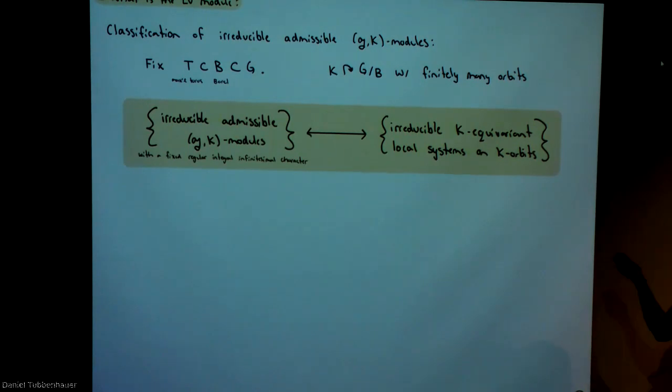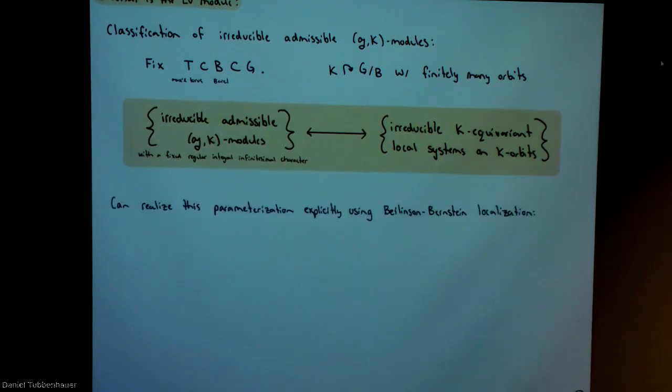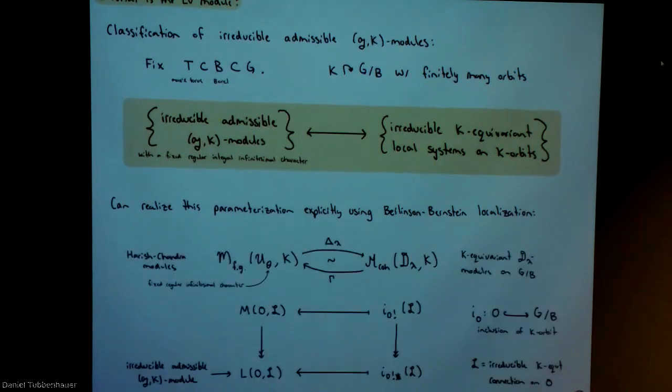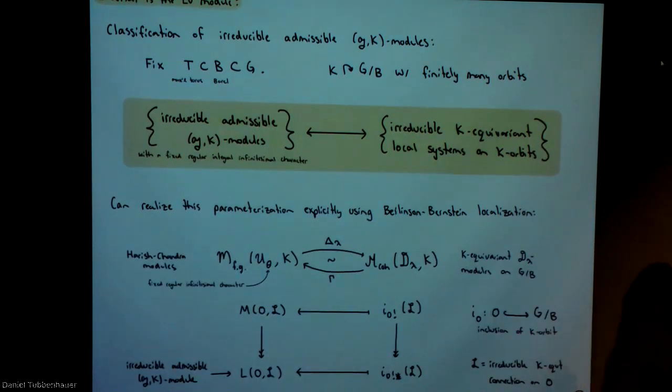So for every orbit, we have a certain number of k-equivariant local systems. For each one of these, we have exactly one irreducible admissible GK module of some fixed infinitesimal character. And so this is a really nice answer to the classification problem. And it's even nicer because it's quite explicit. So not only is it a parameterization, but we can actually construct these representations if we use Beilinson-Bernstein localization and think about D-modules. So this will be the only slide where D-modules show up. It's just nice to realize that they give us a method to build these representations.